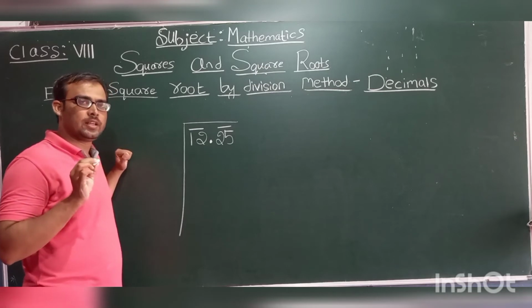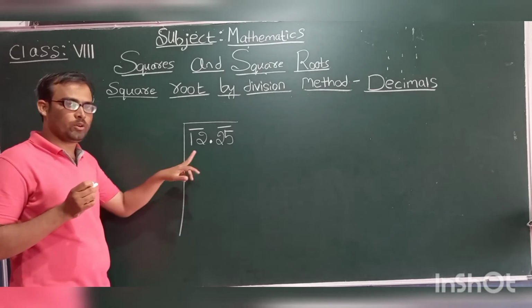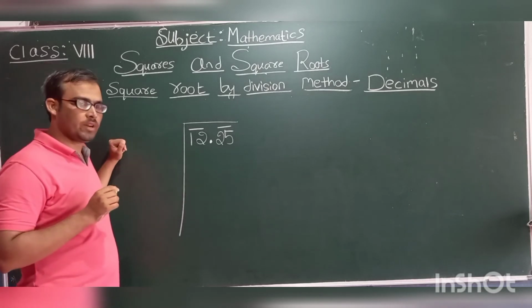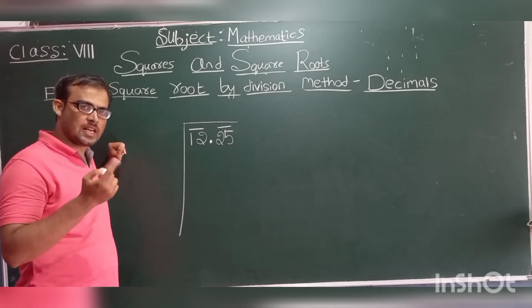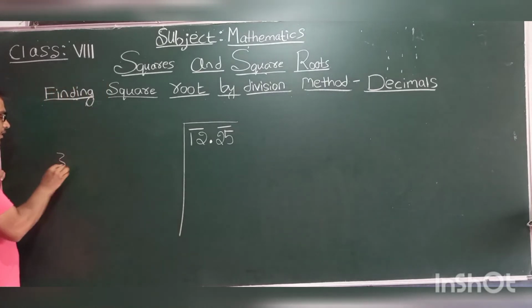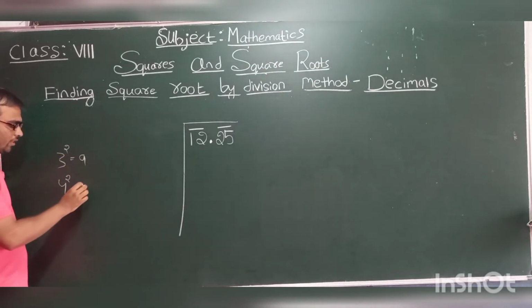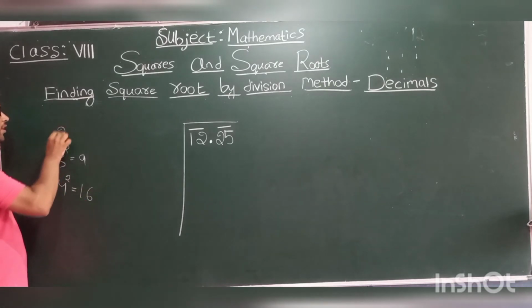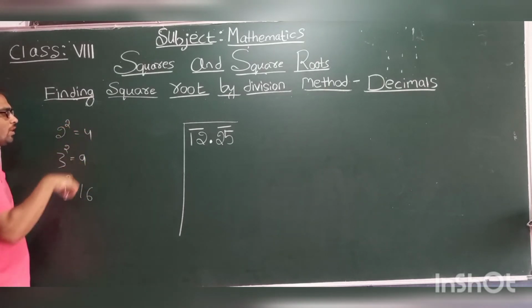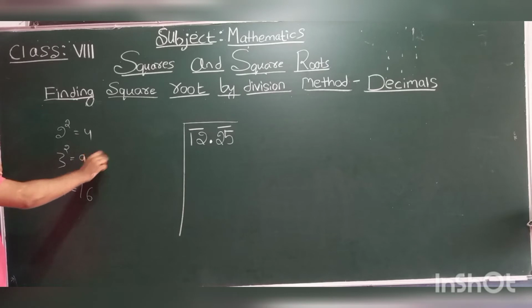We need to take a number whose square is less than or equal to 12. So which number do we have to take? 3 3s are 9, or 4 4s are 16. If you consider 3, 3 squared is what? 9. And if you consider 4, 4 squared is what? 16. You should not consider 2 because 2 squared is 4, which is too much less than 12. When we consider 3 squared, it is 9, so it is less than 12.